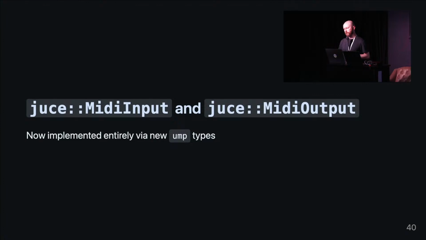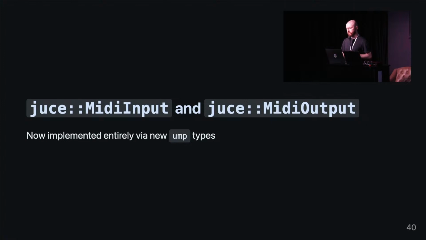However, there is quite a big change under the hood for these types. Internally, MIDI input and MIDI output are now implemented entirely in terms of the UMP input and output, which means that there's automatic conversion inside. So we convert between UMP messages and MIDI 1 byte stream messages as appropriate. This process should be seamless, should be unremarkable, but it is a big change under the hood.